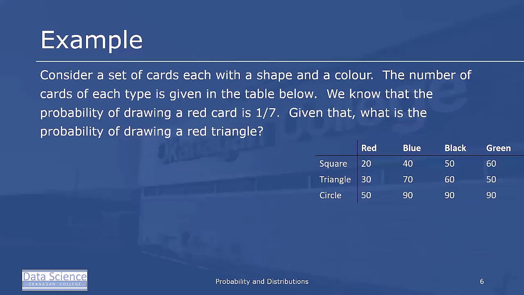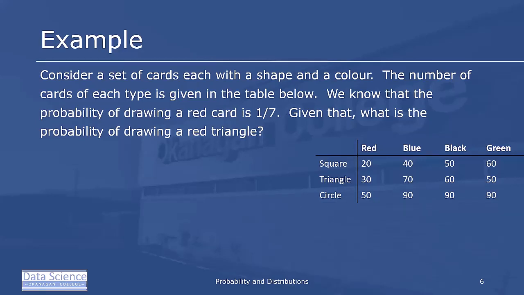Consider a set of cards with a shape and a color. The number of cards of each type is given in the table below. We know that the probability of drawing a red card is 1/7. Given that, what is the probability of drawing a red triangle? Well, we know the answer to this because we know there are 700 cards in the deck, and 30 of them are red triangles, so the answer should be 30 over 700, or 3 over 70.